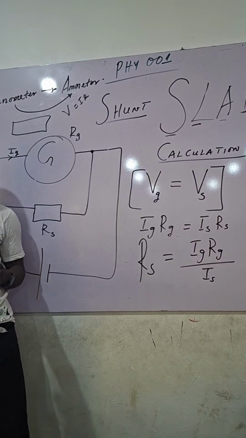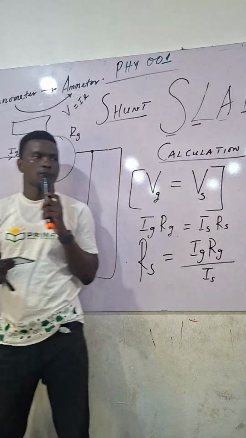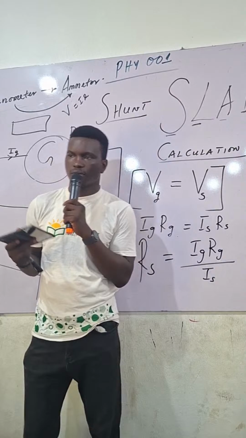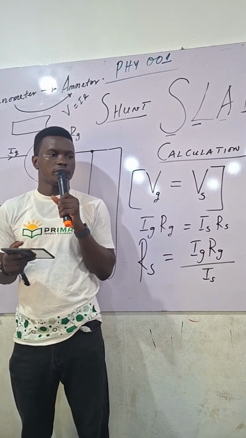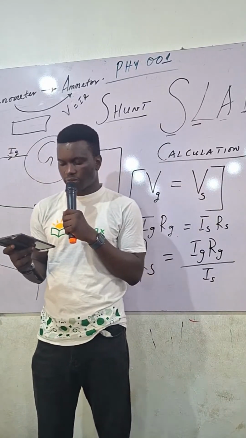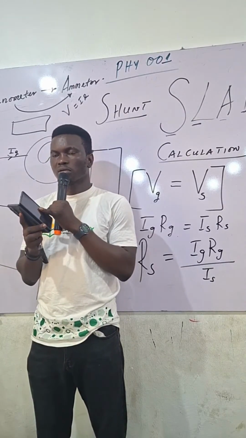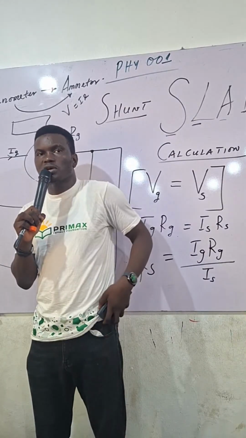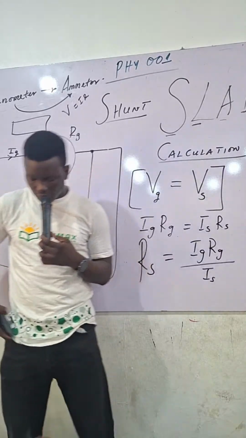What's the answer? Option A. What's the A? 5/9 ohms in parallel. Very good. So let's move on. You all should get the answer. Who did not get the answer? Dictates the question.